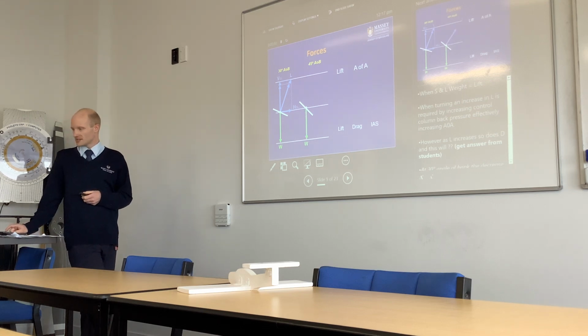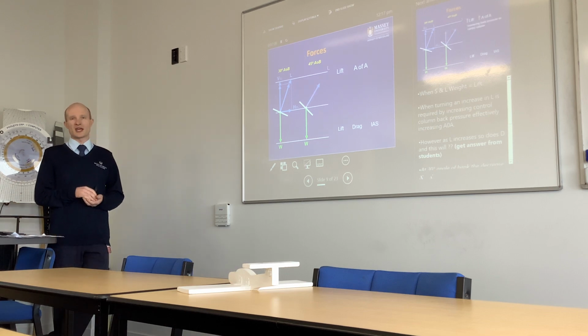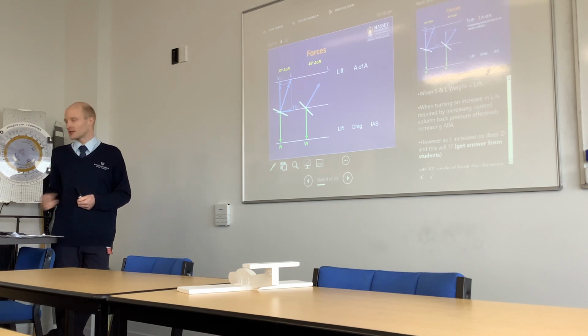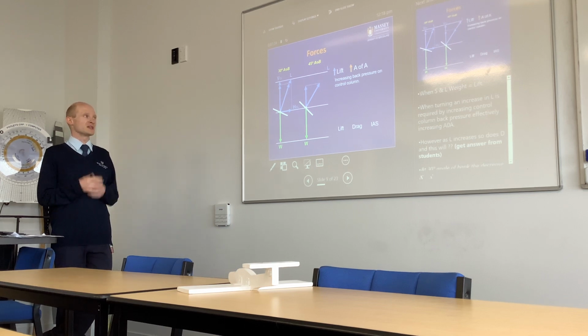No change to the weight there, but in order to get to that steeper angle of bank, we've had to roll in more. So now the lift is even more tilted in the direction that we are rolling. There's our vertical component of lift. Hey, so you can see that it's less than the weight. So what will be happening here? So what do you need to do?